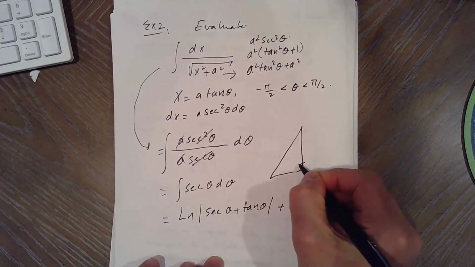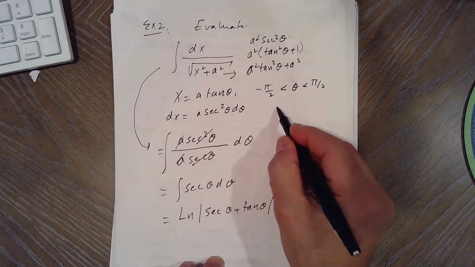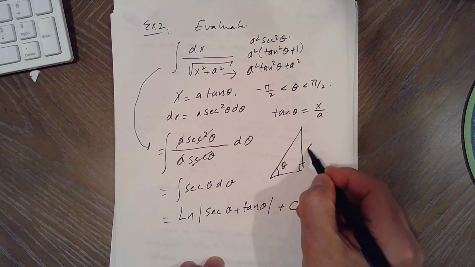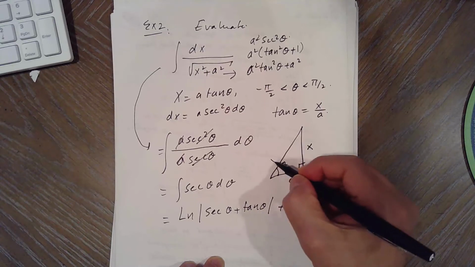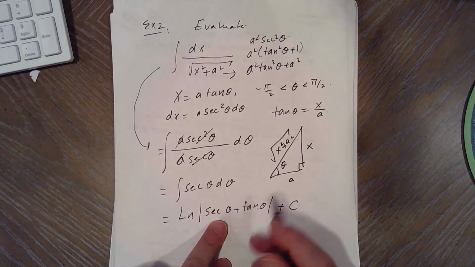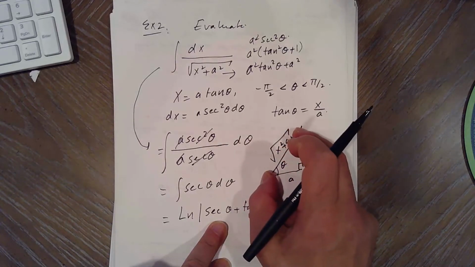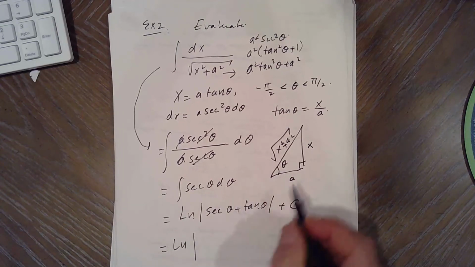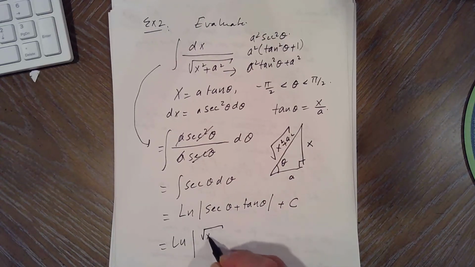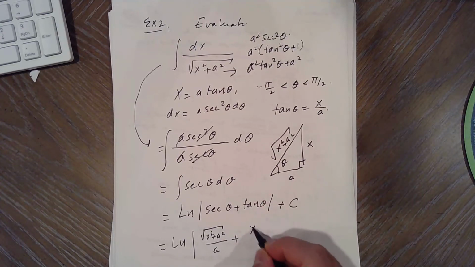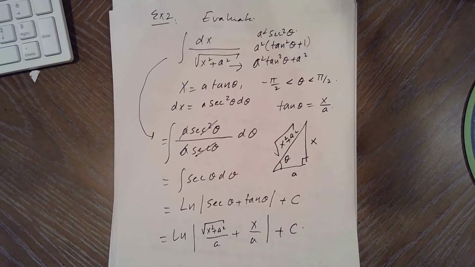Well, if tangent theta is x over a, the opposite over adjacent, using the Pythagorean theorem, you get the hypotenuse square root of x squared plus a squared. So we want secant. You know, cosine is adjacent over hypotenuse. Secant is the reciprocal, hypotenuse over adjacent. So square root of x squared plus a squared over a. Tangent, opposite over adjacent, plus c. Okay.